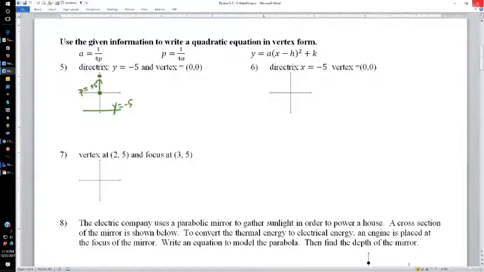So A equals 1 over 4 times P. Therefore, A equals 1 over 4 times 5, which means A is 1 over 20. That's your A value.